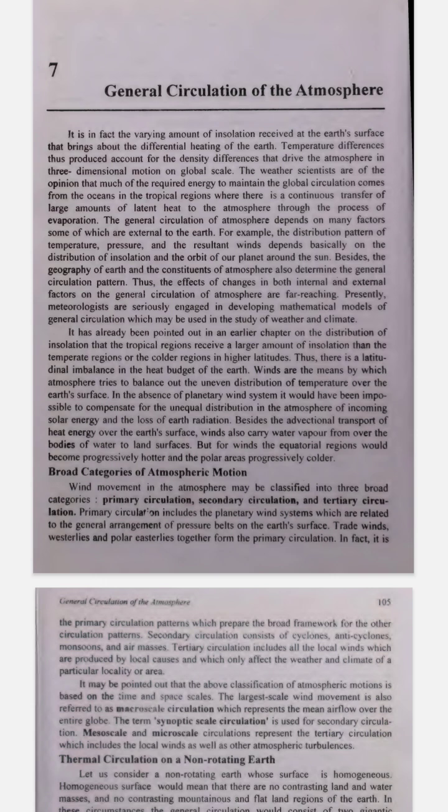These three loops, or cells, are the Hadley cell, close to the equator, the Ferrel cell in the middle, and the polar cell near the poles. Step 2. Why does air move?